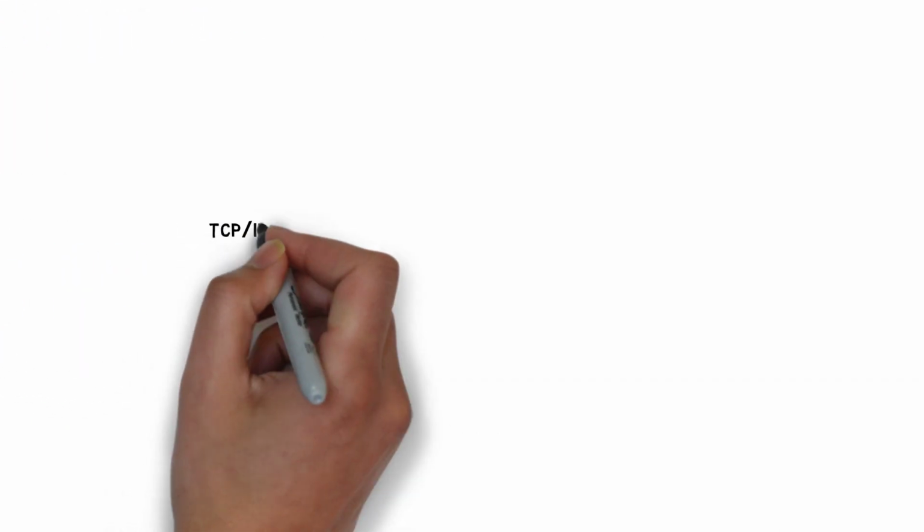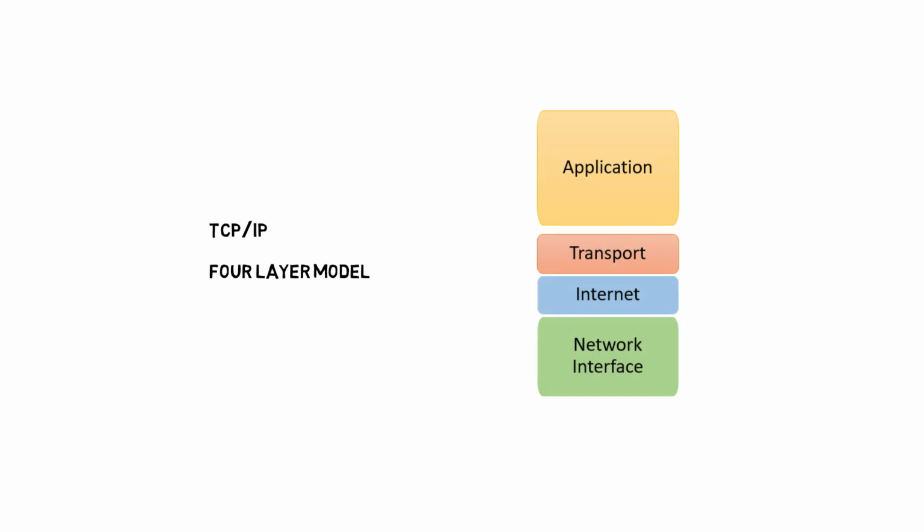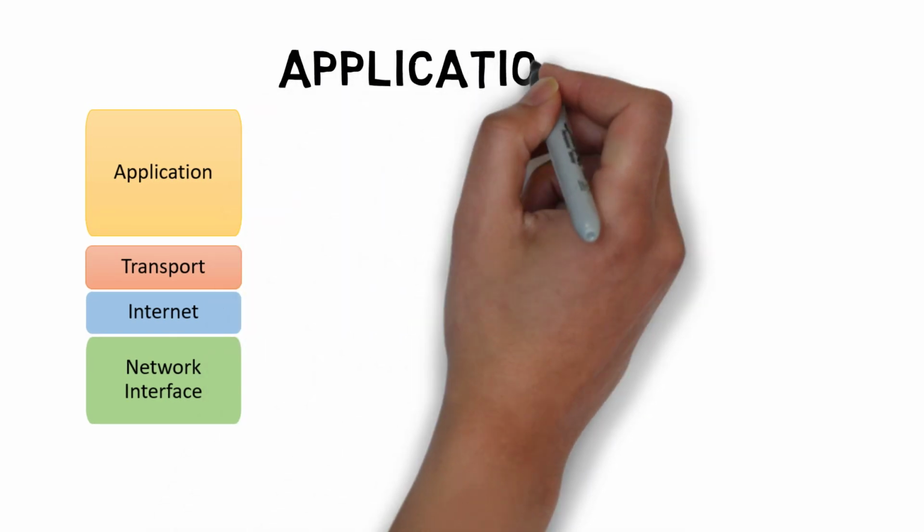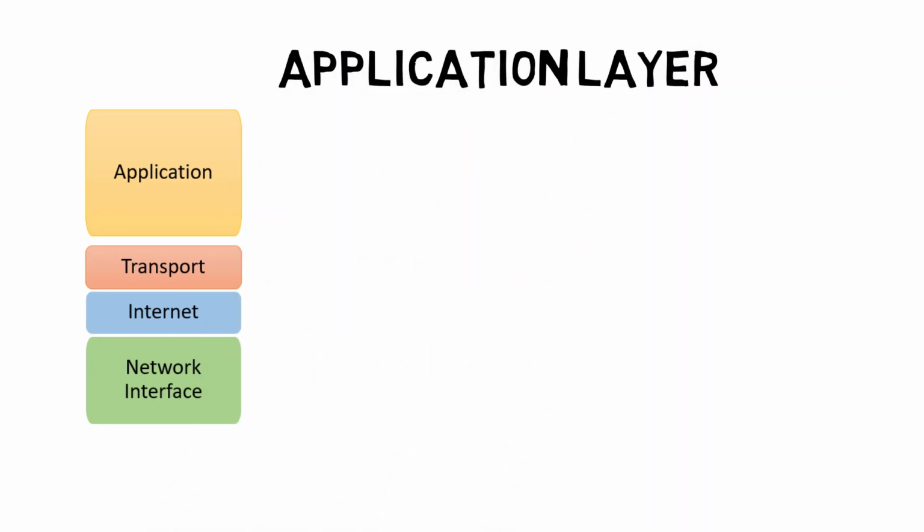TCP/IP is a four-layer model. The layers are as follows: application layer, transport layer, internet layer, and network interface layer. Let us have a brief overview of each layer, starting with the application layer.